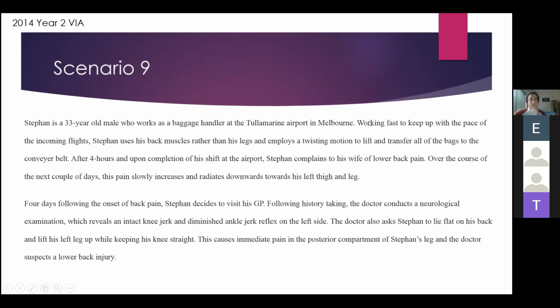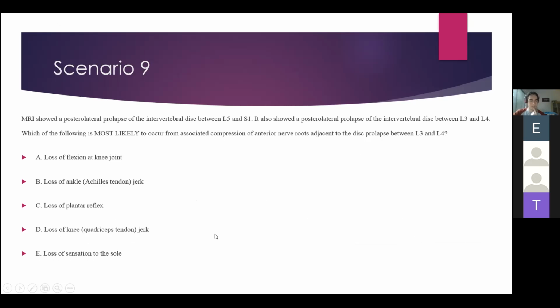Okay, this is a long scenario. I think the gist of it was someone decided to lift something in a twisting, jerking motion with their lower back, and herniated a disc. All right, yeah. Okay. Yes. Okay, right. Who are we up to? HS. Do you want to have a go? Oh, I've skipped it. It's all right.